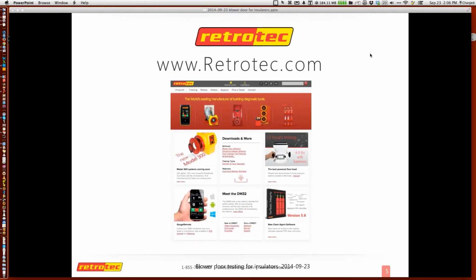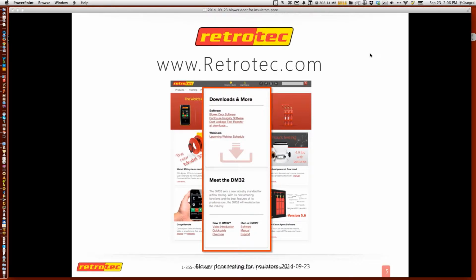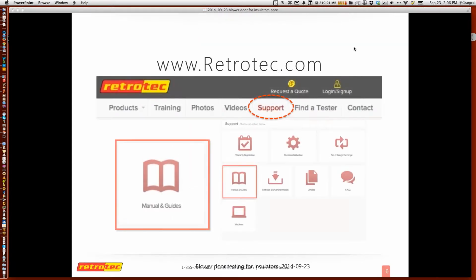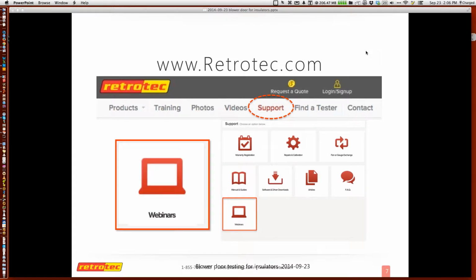I bring up a few basic slides to kind of make sure you understand where a lot of this information comes from. Retrotec.com has revamped their website, and it's very user-friendly, and it's got some amazing resources, and every day only gets better and better. It has a phenomenal library that actually includes a variety of not just quick guides, but also manuals. So under support, you can find manuals and guides. That's also where you can find the webinars or register for webinars like you've done today.